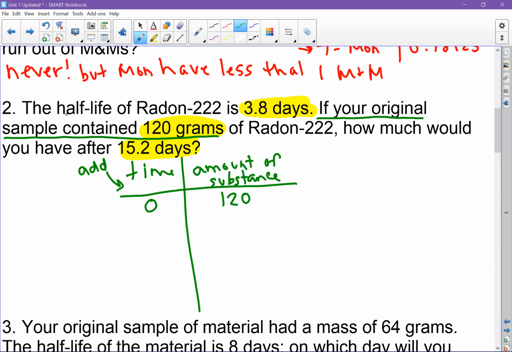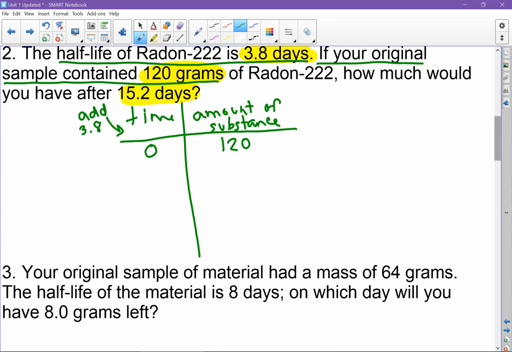We have to add whatever the half-life is. It says the half-life is 3.8 days. That's what we're going to add in this time column because that's the half-life that we're given. So if I do 0 plus 3.8, I get 3.8. To figure out the amount over here, I would divide this in half, and after 3.8 days, I would have 60 grams. So if I went another half-life to go by, I would add 3.8 plus 3.8, and it would be 7.6. If I divide my sample in half again, at that time, I would have 30 grams.